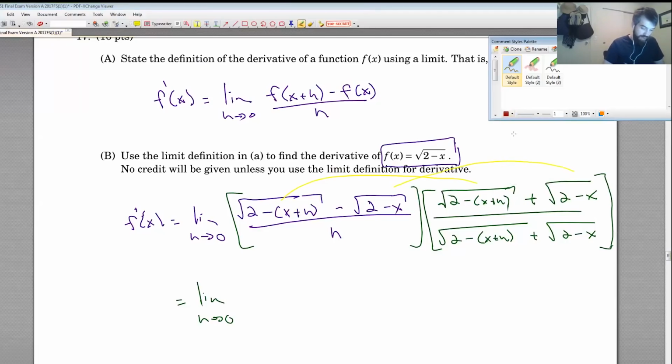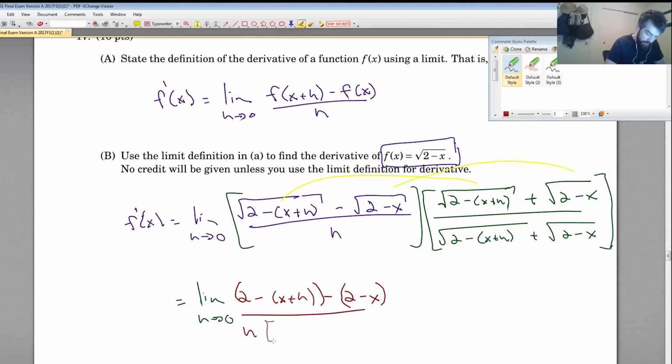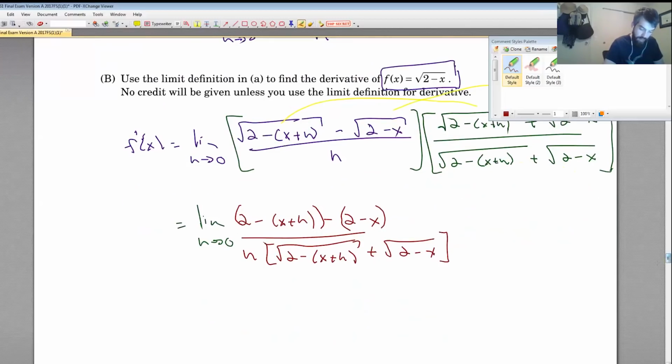Okay, so limit h going to 0 of, oh, I'm sorry, I don't want the square root, actually. They're going to multiply out. So 2 minus x plus h, and then minus 2 minus x. I'm going to put the bracket around that and the bracket around that, and all divided by h times square root of 2 minus x plus h plus square root of 2 minus x, all of that good stuff.